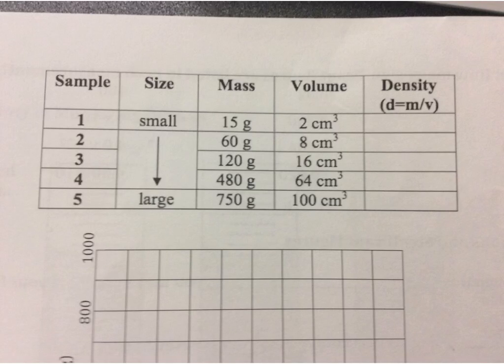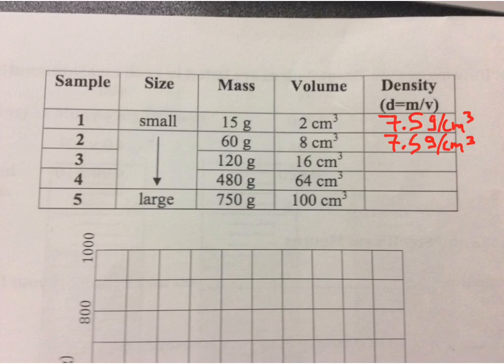So density is mass divided by volume. So 15 grams divided by 2 centimeters cubed. 7.5 grams per centimeter cubed. Okay? Let's do the next object. 60 grams divided by 8 centimeters cubed. Same exact answer. What does that tell you about those 2 objects? They have the same density. Same material. They're probably the same material. One's just a larger version of that exact same object.